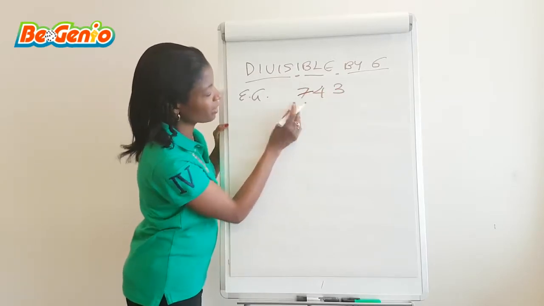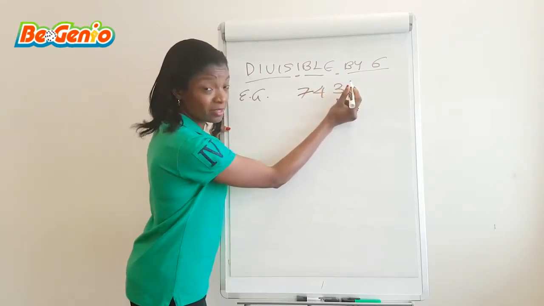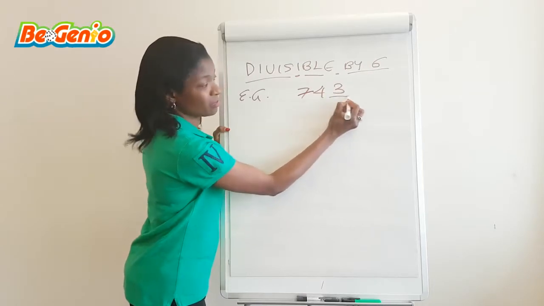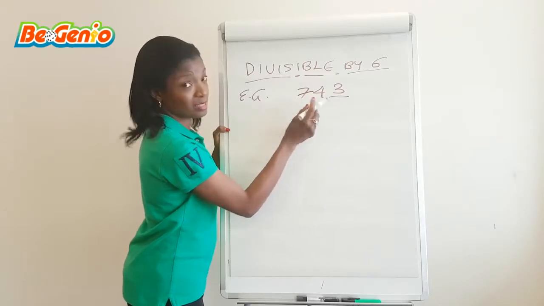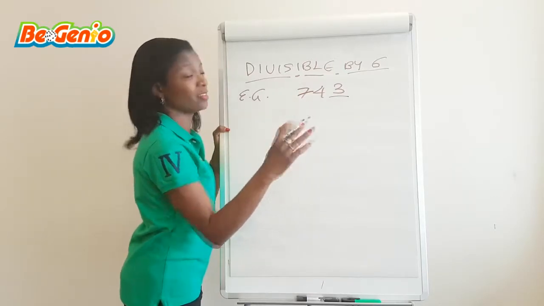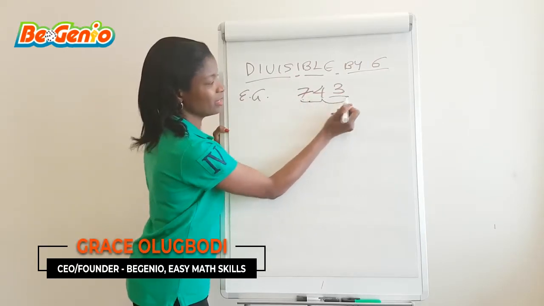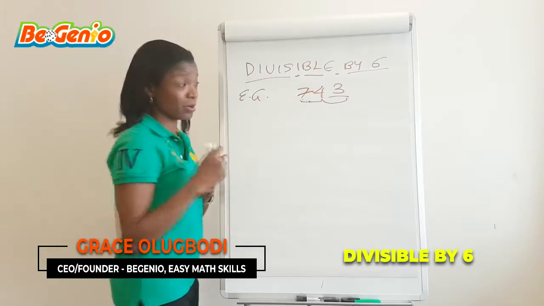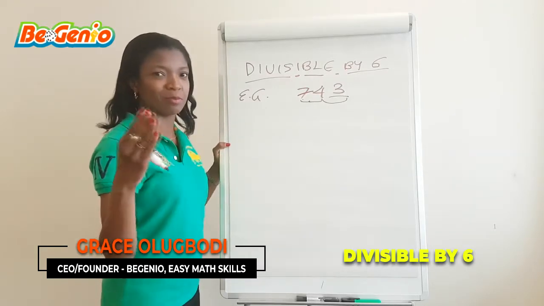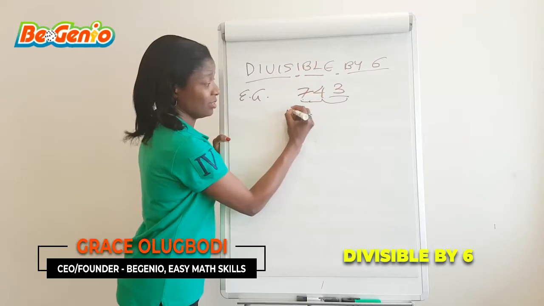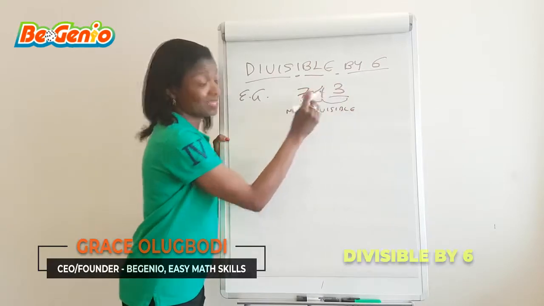However, if you look at 743, is this divisible by 2? The answer is no, because it doesn't end in an even number. To tell whether a number is divisible by 3, you add all of the digits together and see whether that is divisible by 3. If it's not, then the whole number is not divisible by 3. So look at 743: 7 plus 4 is 11, plus 3 is 14. 14 is not divisible by 3, so this number isn't divisible by 3. In any case, I didn't even have to check whether it was divisible by 3, because it was not divisible by 2 already, just by virtue of the fact that the last digit is not an even number.